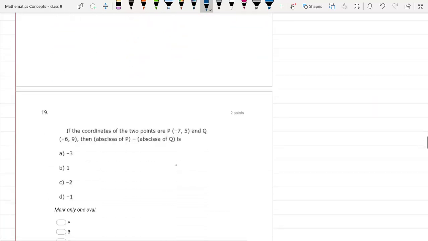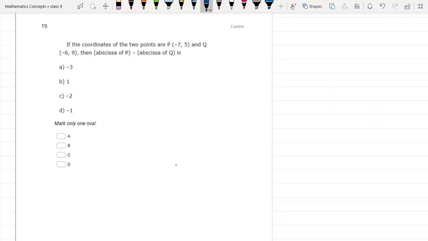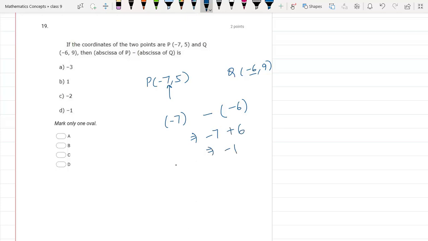Question number 19. If the coordinates of 2 points are P(minus 7, 5) and Q(minus 6, 9), then find the abscissa of P minus the abscissa of Q. What is the abscissa of P? The x coordinate, that is minus 7, minus the abscissa of Q. What is the abscissa of Q? Minus 6. We have to find this thing. Let's find. Minus 7 minus minus becomes plus. The answer is minus 1. This is the answer, D option.